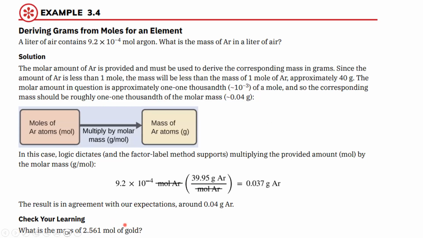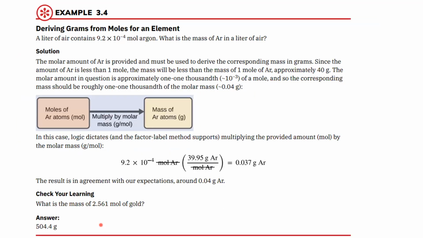And then with the next one, what is the mass of 2.561 moles of gold? It's going to be that same idea. We'll plug in 2.561 moles of gold. It's just in this case, instead of the molar mass of argon, we would use the molar mass of gold, which is almost 197. So if we've got 2.561 moles, each of them weighs about 200. So 200 times roughly 2.5, we should wind up with something around 500. So when we get 504.4 grams of gold, that's a reasonable answer there.